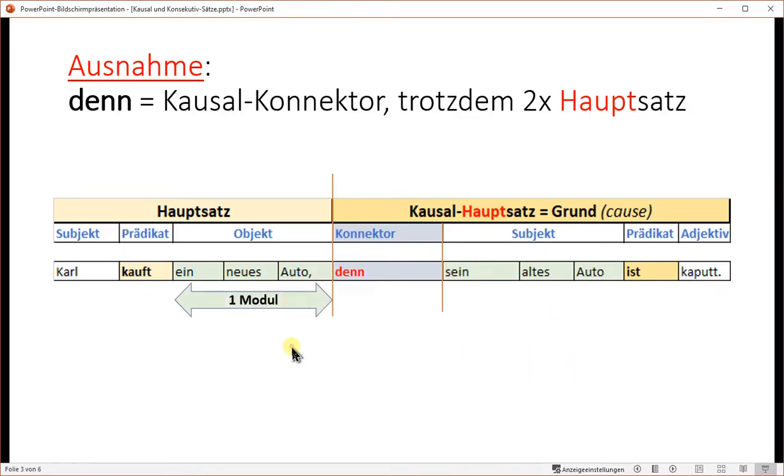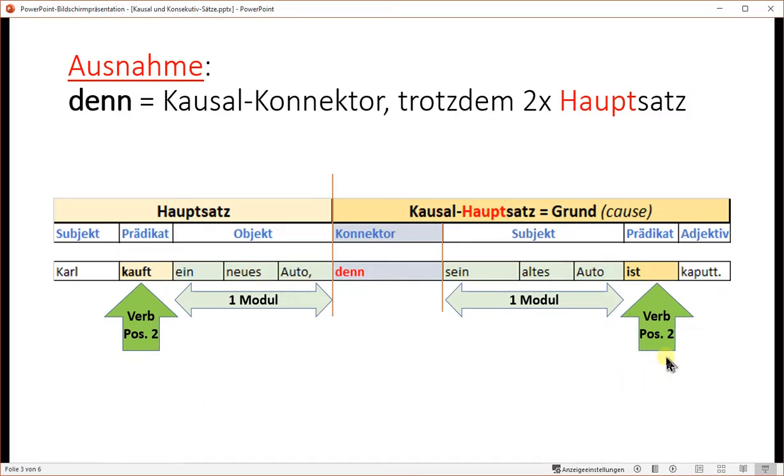Again, this is one module. This is also one module. And the verb in the first Hauptsatz is on position 2. And the verb in the second Hauptsatz is also position 2, even though it doesn't look like that. How come? We count position 1, 2, 3, Hauptsatz. The verb is on position 2. Second Hauptsatz, position 1, 2, 3. The verb is also on position 2. As I said, this is one module counted as one position. And the exception here is that the connector denn, especially this one, does not count. This one is a position 0.